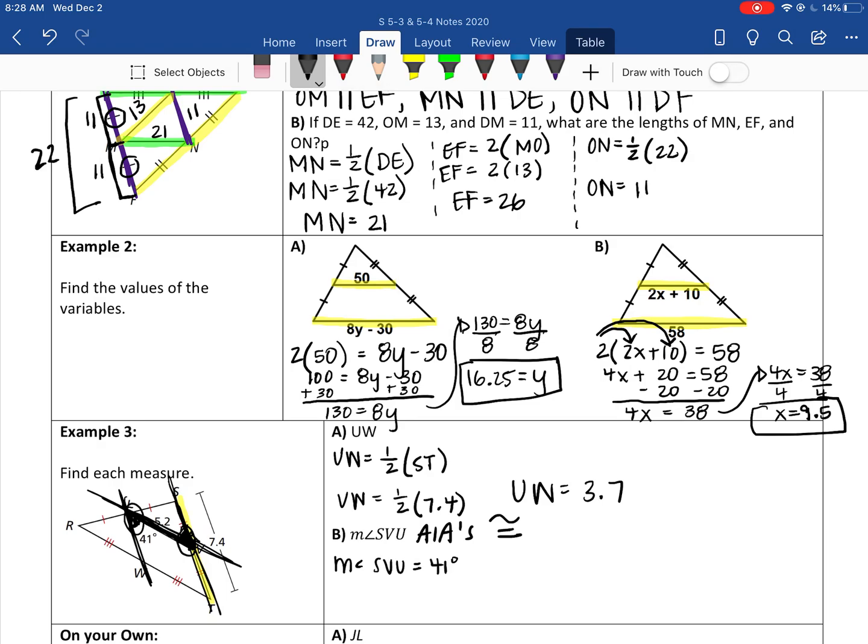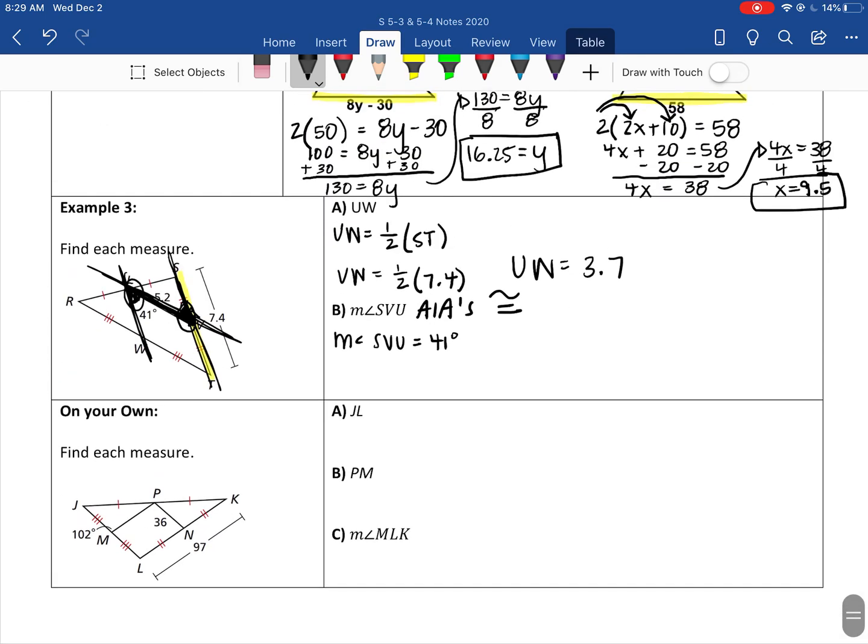Okay, so you're going to see a lot of those corresponding and alternate interior and same side interior angle measures in midsegments. So keep an eye out for those. So go ahead and pause your video and work on the next few on your own. Unpause the video when you're ready to check your answers.